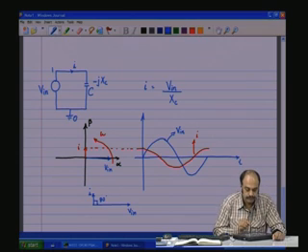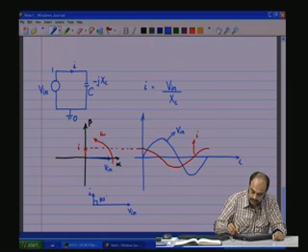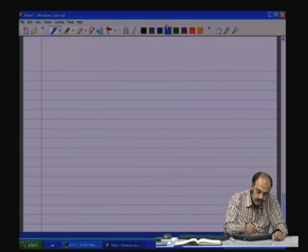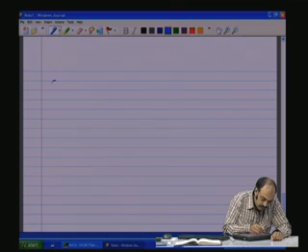How does it look for the inductive? Now, in the case of the inductive circuit, we have the source and we have the inductor.